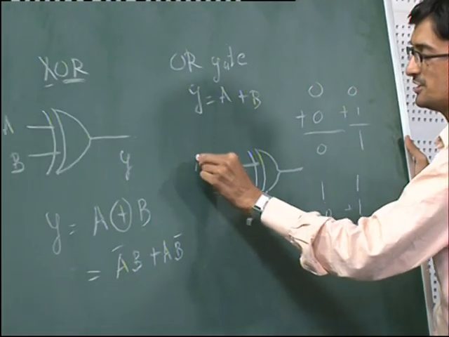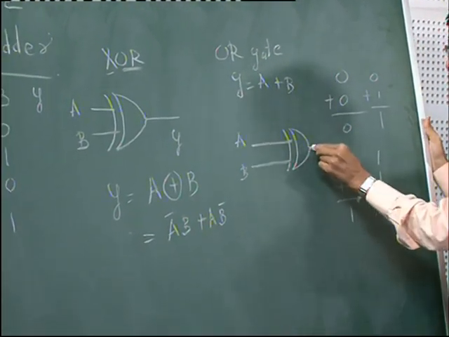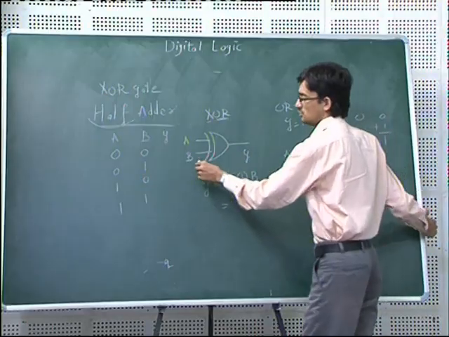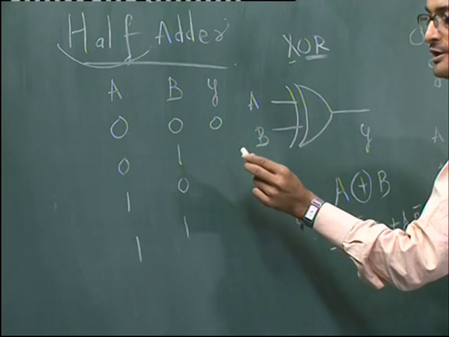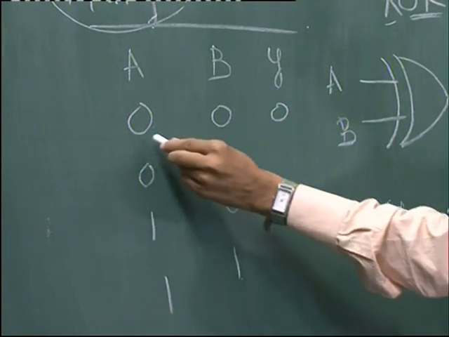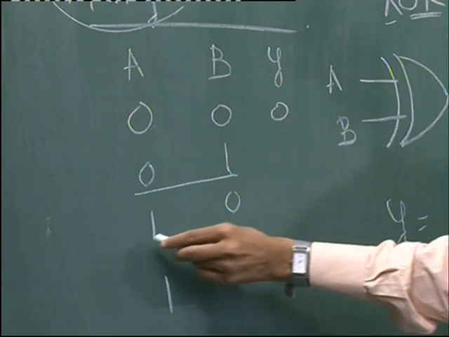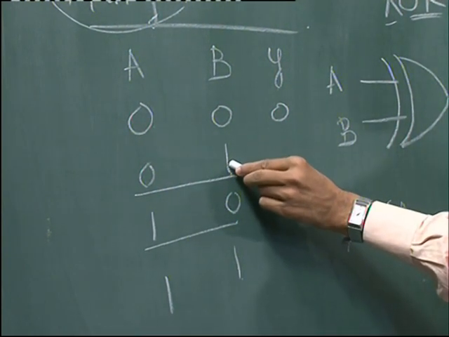So A and B are the inputs, and they are given to this XOR gate. In the truth table for the XOR gate, if both inputs are 0, output is 0. If any input is 1, or you can say an odd number of inputs are 1, then check: the number of ones is 1, which is odd. Odd means what?